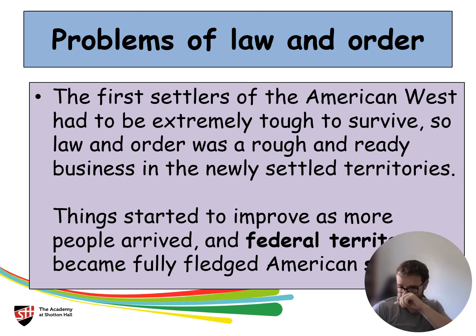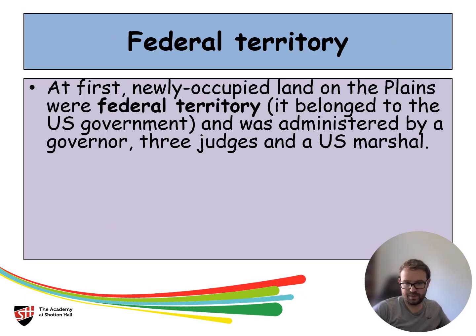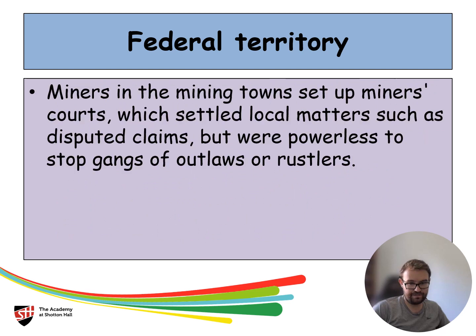Well, the first settlers in the American West had to be tough to survive. You get the territories, and I'm going to talk about the territories a little bit. The first newly occupied lands on the plains were federal territories and were administered by a governor, 3 judges, and a U.S. Marshal. When it becomes 5,000, it becomes a territory. In addition, locally elected sheriffs who could deal with local criminals. New territories were lawless, right? No one to govern them.